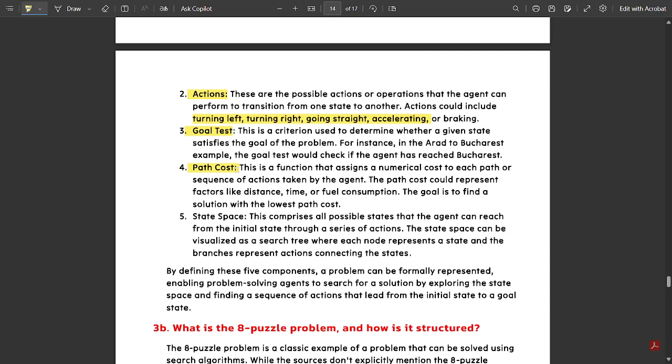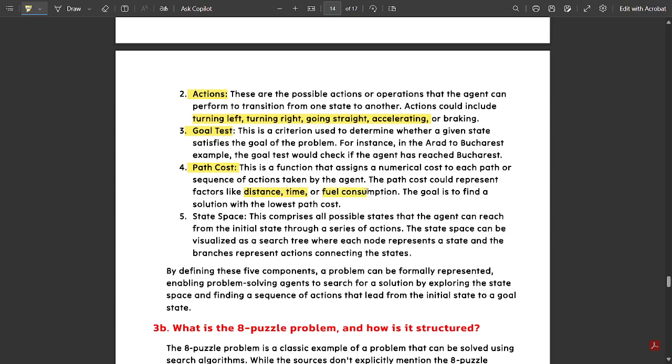Next would be path cost. Now what is this path cost? This is a function that assigns a numerical cost to each path or sequence of actions taken by the agent. The path cost could represent factors like distance, time, or fuel consumption. The goal is to find a solution with the lowest path cost. For example, in the same example of driving from Arad to Bucharest, one key factor is distance: how much distance is required to go from Arad to Bucharest? That particular number is called the path cost. Then time: how much time is required, at what speed you drive, to reach the destination. That is the path cost for the time.